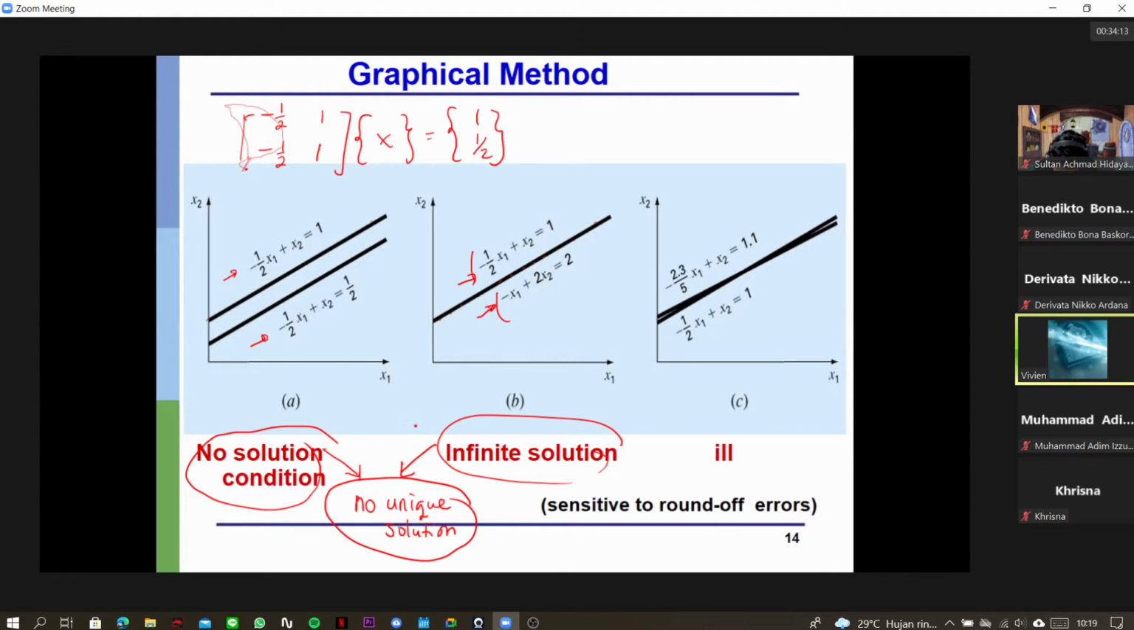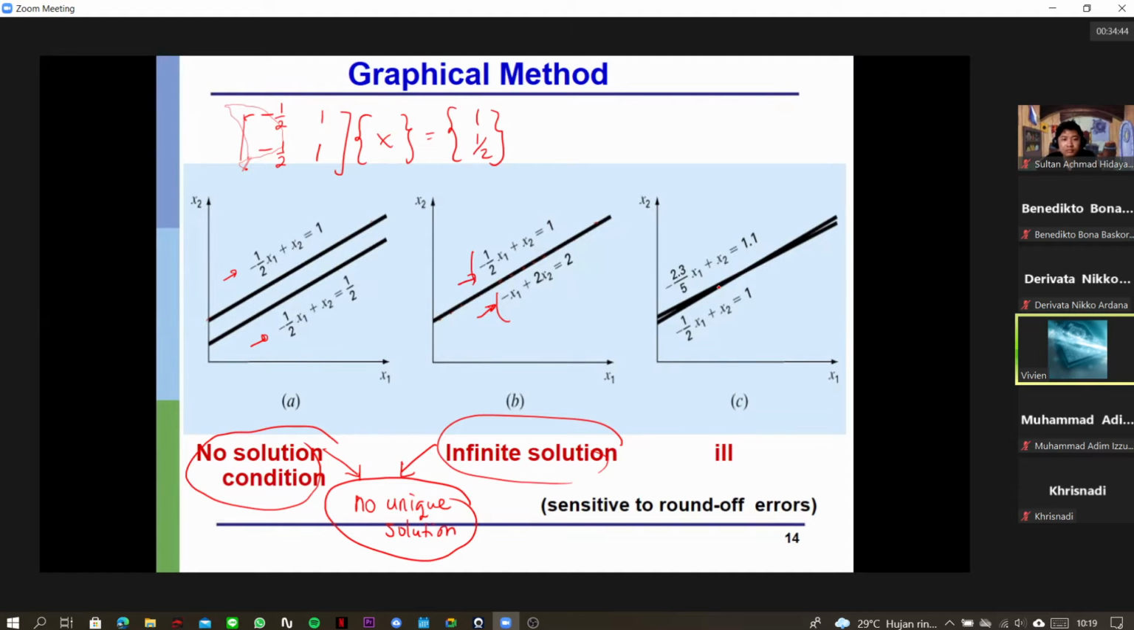So in this case, there will be no solution for the system that we get. Now the third one here, we have equations like this one. This is the first line, the plot of the first equation, minus 2.3 over 5 x1 plus x2 equals 1.1. And we have the second equation here, the second line: minus half x1 plus x2 equals 1.